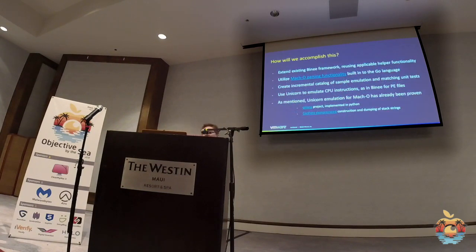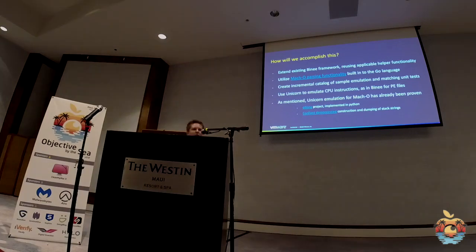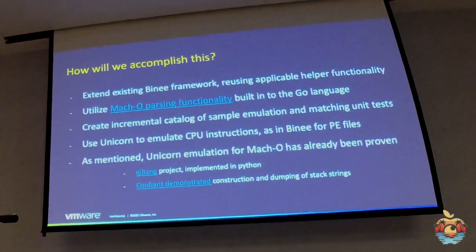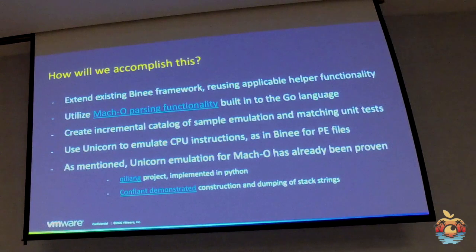So the idea was, we've got this existing framework, right? There are all these functions and helper functionality that's already built in there. This is written in Go, and there's this great debug library that has all of this built-in functionality for parsing Mach-O files. This is great, we get it for free, right? So it's going to be super easy.